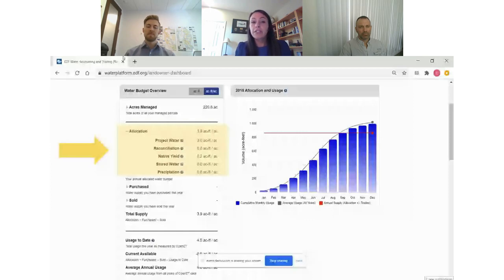For example, in Rosedale, native yield is water that has to be used on overlying land, whereas project water, which is water that is brought into the district and made available for landowner use, will eventually be able to be traded, but it won't be able to be carried over. There's lots of nuance in that, and it's really important to understand the district policies as well as potential legal implications for how that water can be used. And so this accounting platform can really help with that.